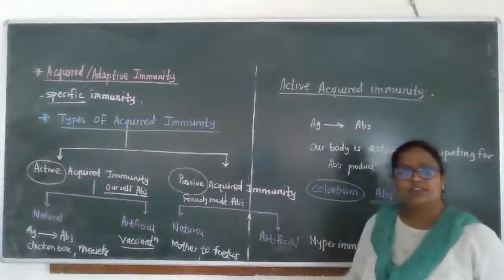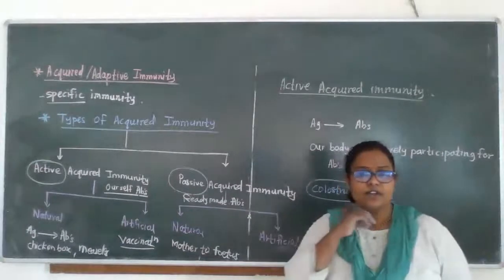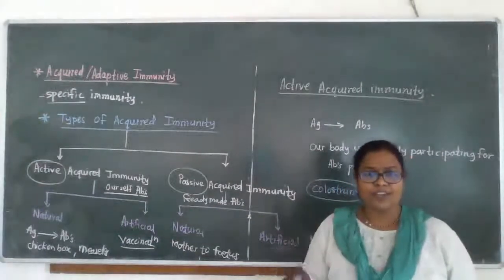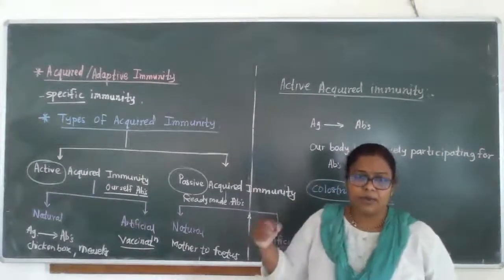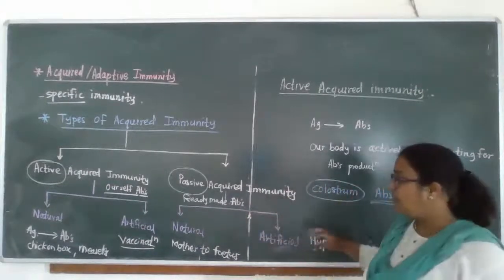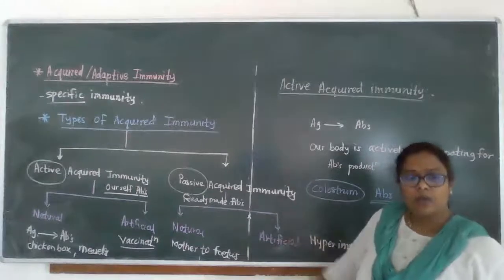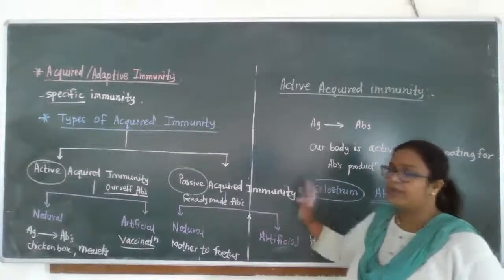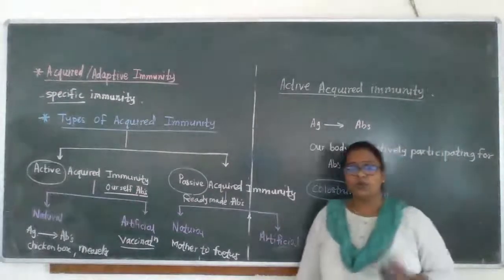Then the next one, the artificial way. In the artificial way, antibodies from hyperimmunized animals are taken and injected into us, and that is the artificial way of passive acquired immunity. So this is all related to the types of acquired immunity. It can be asked for 2 marks.